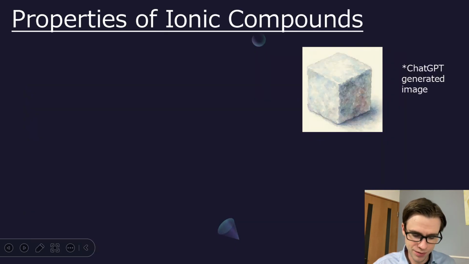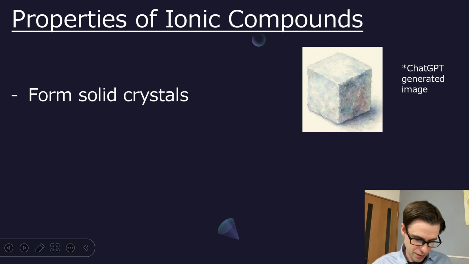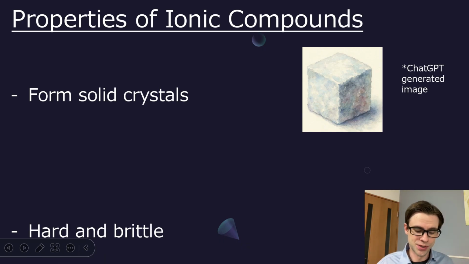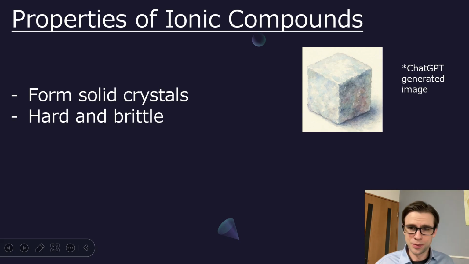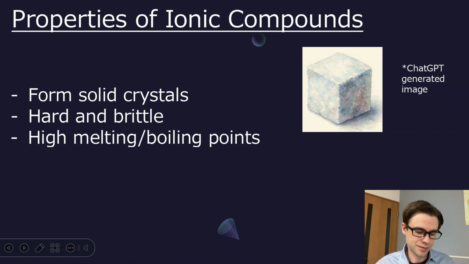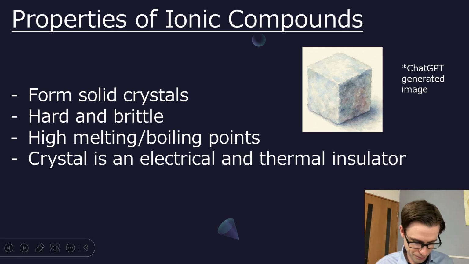All right, properties of this, what can we say? Ionic solids will form solid crystals. They will be hard and brittle, okay? Think about a big chunk of salt. Sometimes they form in whatever packages you buy, or if you've ever seen a salt mine, these big salt rocks. They are hard and brittle. They have high melting and boiling points. The crystal is an electrical and thermal insulator, so electricity will not flow through it well. Heat will not transfer through it well.